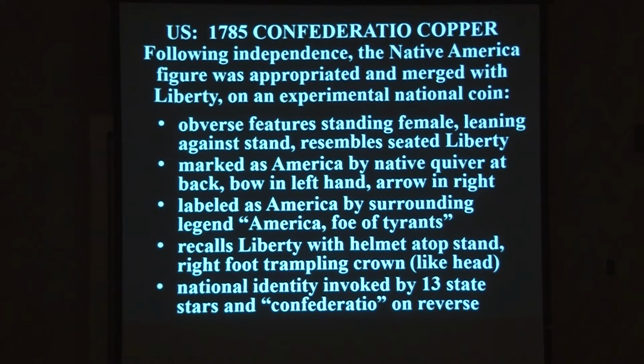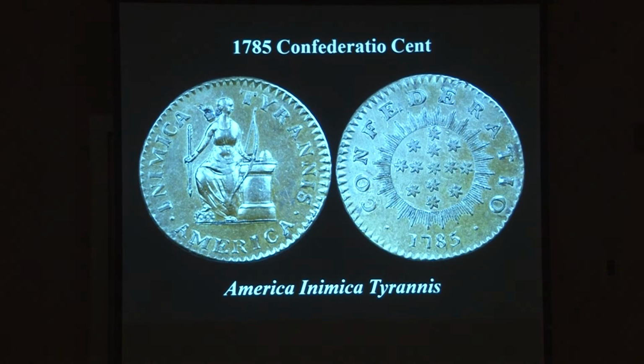Well, we see that same kind of imagery being recalled on this early US coin. In this case, national identity is clearly invoked by the 13 stars and Confederatio legend on the reverse. So she's meant to illustrate America, the United States here. This is the coin. Here's our Confederatio, right? And there are 13 stars, clearly a reference to the United States of America in 1785. And here's our figure that we'll take a closer look at.